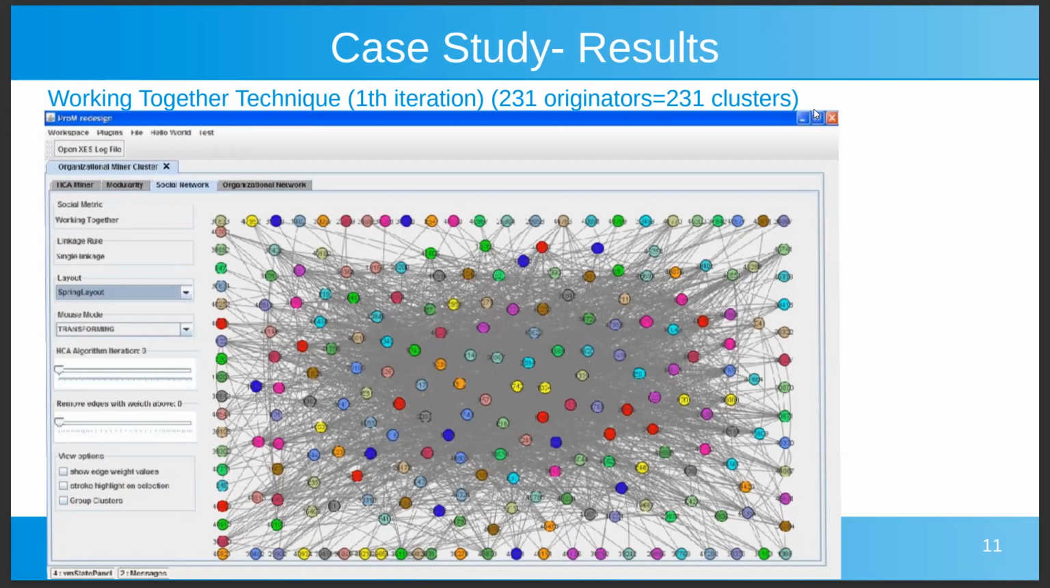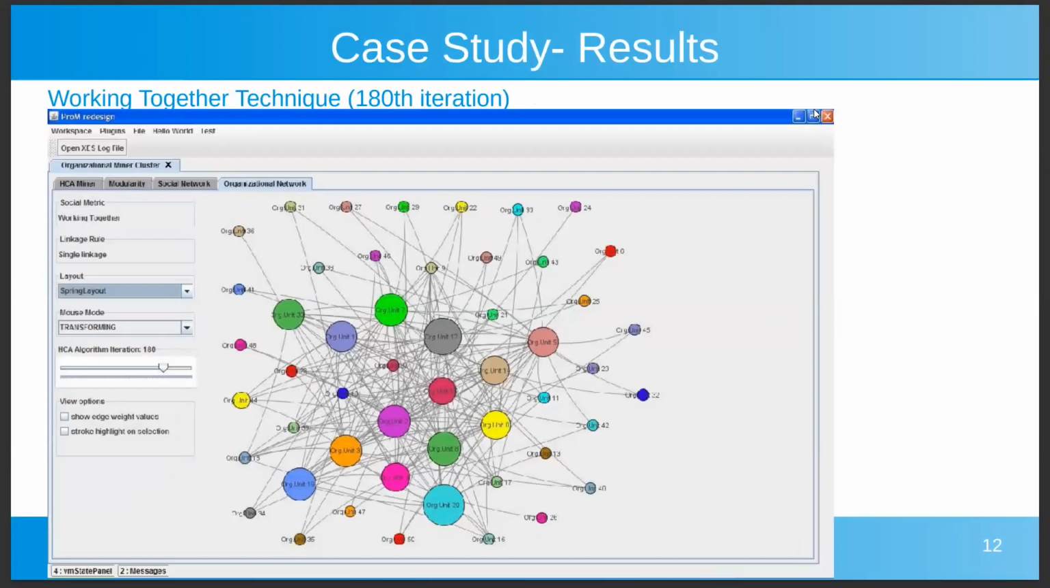The algorithm computes the value of modularity for all iterations. So each iteration gives a specific set of organizational units, and modularity is used to determine if this set is the best scenario possible. In this case study, the best iteration was iteration number 180. Here we can analyze the relationship among the communities. Also, the plugin allows the user to zoom into any community in order to analyze the relationship among all originators who compose that specific community.